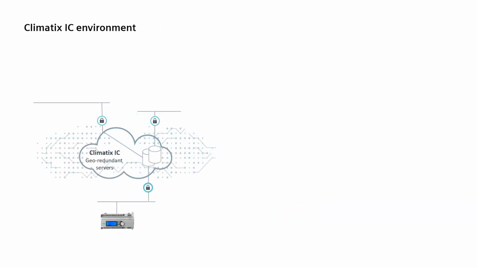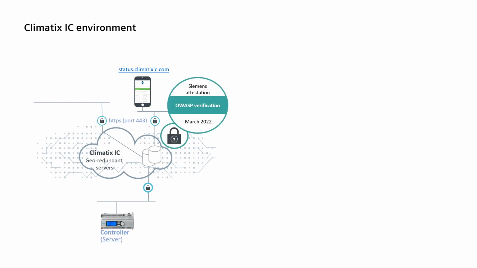To ensure highest availability on Climatics IC, the services are running on geo-redundant servers in Europe. The status of the running services can be monitored. On the landing page, information about new deployments is also provided. You are welcome to sign up to receive notifications about Climatics IC services. The controller acts as the server and communicates to Climatics IC. The certificates are renewed with every deployment and comply with the highest security standards.